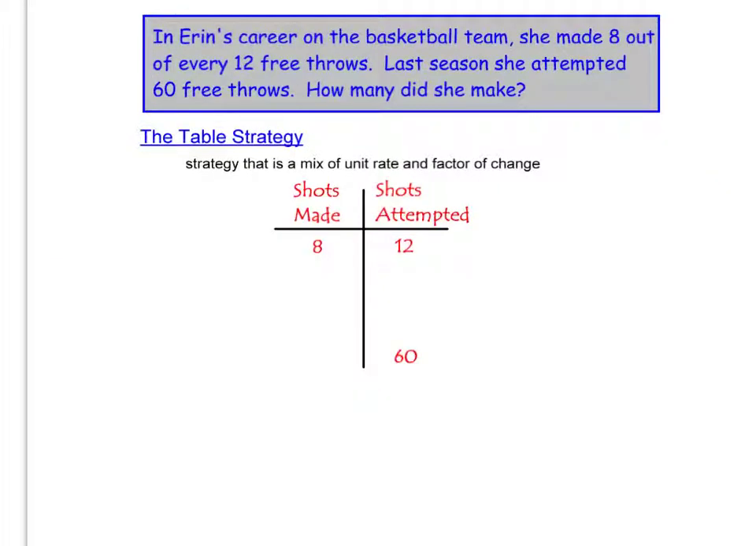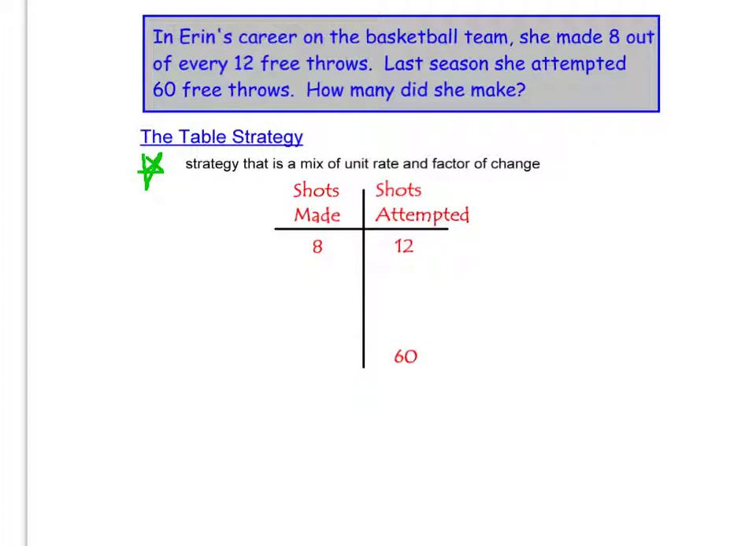Okay, our third strategy that we're going to use is a table strategy. And the table strategy is a mix of unit rate and also noticing how our factor changes as we go. The setup that we use is we make a T-chart and we have our shots made in one column and our shots attempted in the other column. And what we're looking for is patterns.